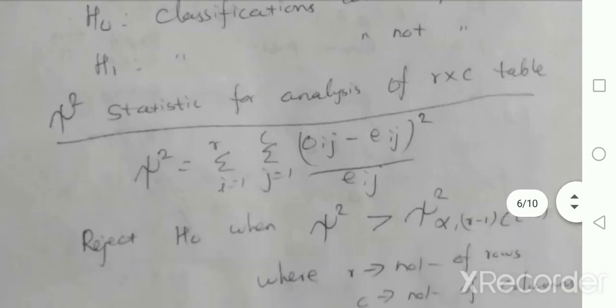And here also the rejection criterion is chi-squared naught greater than chi-squared alpha comma degrees of freedom. In this model the degrees of freedom is (r minus 1) into (c minus 1), because we consider only rows and columns. Here r is the number of rows and c is the number of columns. So the rejection criterion is chi-squared naught greater than chi-squared alpha comma (r minus 1)(c minus 1).